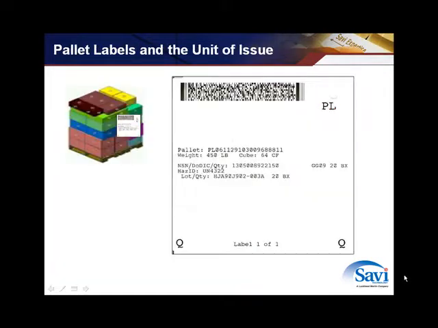I want to be very clear about the package type and the units of issue because it can be confusing. Let's say that we have a label for a pallet, and on this pallet are 20 boxes of things whose unit of issue is boxes. Then this is how the label will look. So we have one pallet which contains 20 boxes of material.